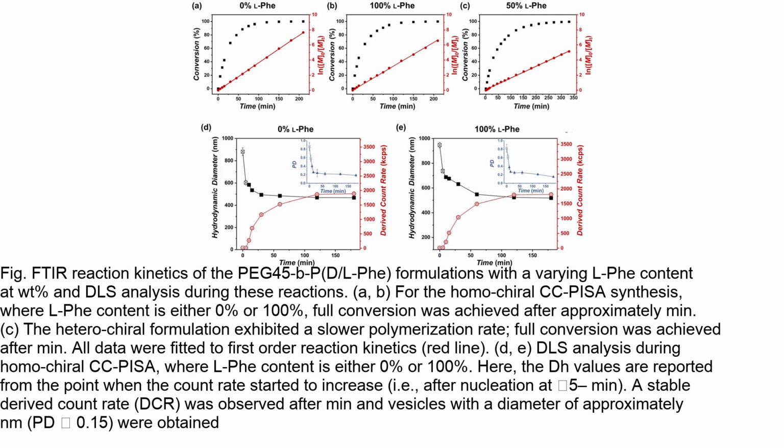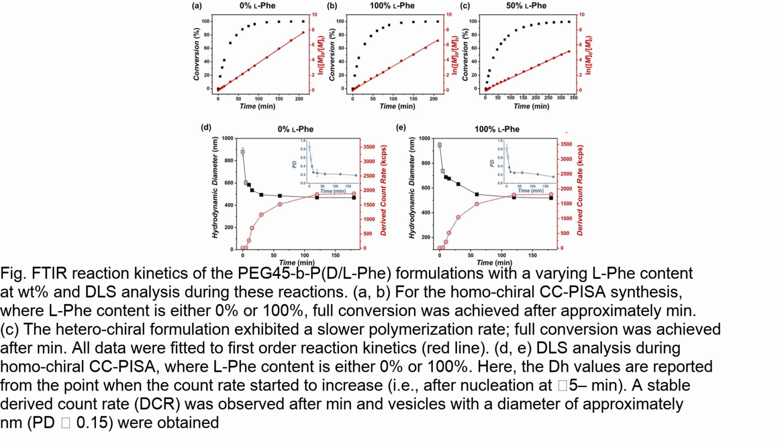Reaction kinetics and self-assembly behavior of nanoparticles formed from heterochiral formulations. The figure shows the results of Fourier transform infrared, FTIR, reaction kinetics analysis and dynamic light scattering, DLS, studies of PEG45-BP-(D,L-Phi)10 copolymer formulations with varying L-Phi NCA content at 15 wt%. The FTIR analysis reveals the progression of the reaction by monitoring the disappearance of the NCA monomer bands.